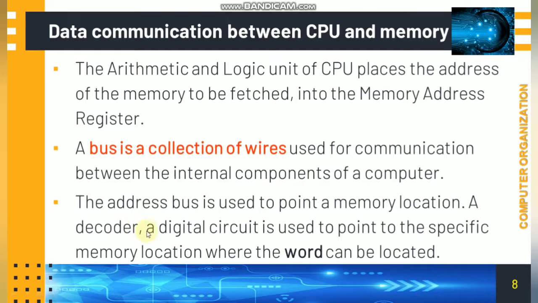A decoder, a digital circuit, is used to point to the specific memory location where the word can be located. So as I said before, each and every single piece of data will be stored at an address. So this address will be fetched by a digital circuit. Where the piece of data is located will be found by a decoder, which is a digital circuit. Okay, so this keeps track of the data and that data's address.